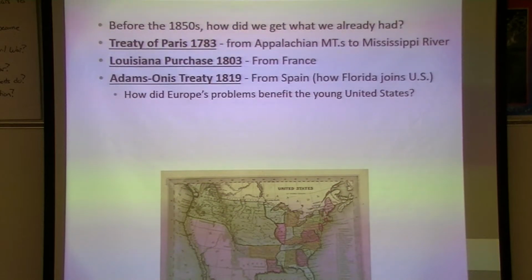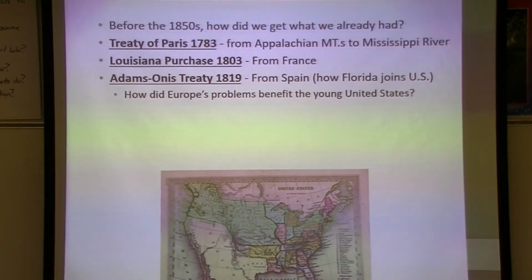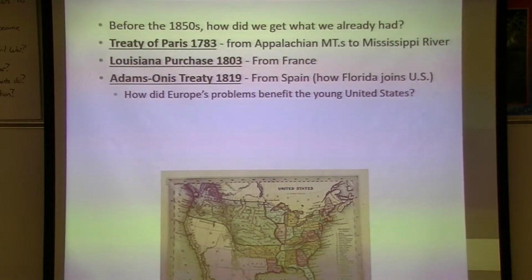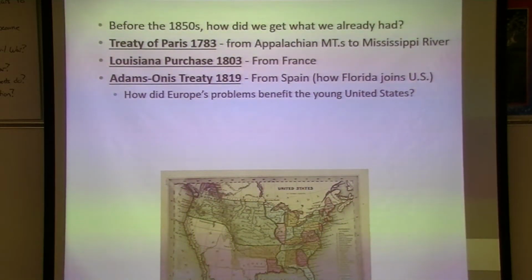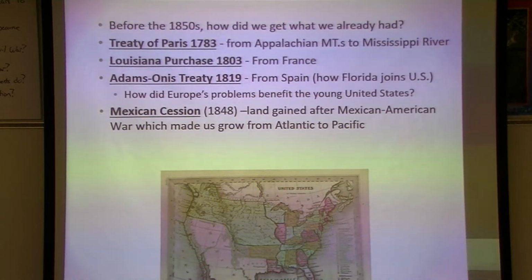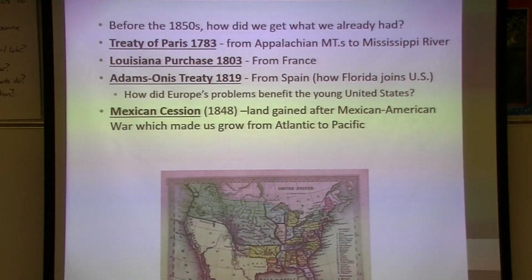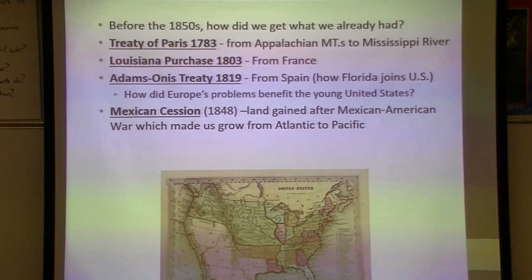Now, this is where you look at the question, how did Europe's problems benefit the United States? As these areas are fighting each other, this is where we are benefiting, and we are able to get land from them without wars for the most part. The Revolutionary War was an exception there. The Mexican Cession came about after the Treaty of Guadalupe Hidalgo and the Mexican War.